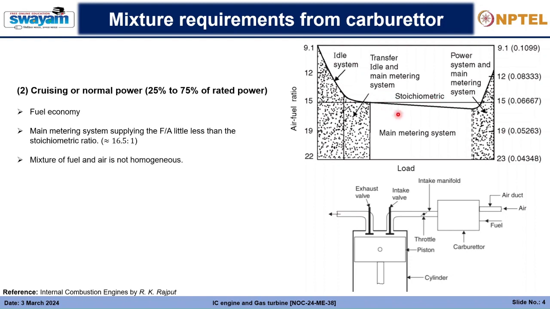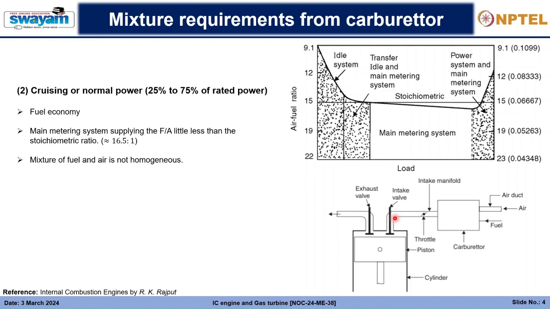So basically, when we are cruising or at a normal power condition, the mixture charge which is coming from the carburetor is not homogeneously mixed, meaning the air is not homogeneously mixed with the fuel. If there had been a homogeneous mixture of air and fuel from the carburetor, then it would be very easy to burn out the whole mixture. But that is not the case right now.